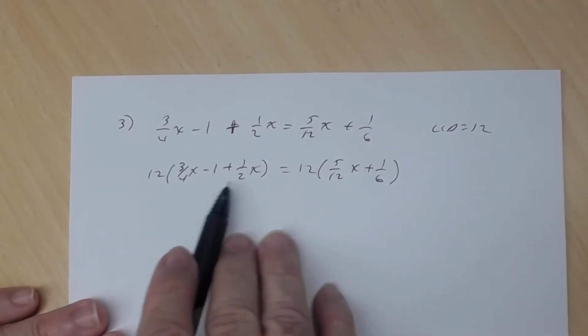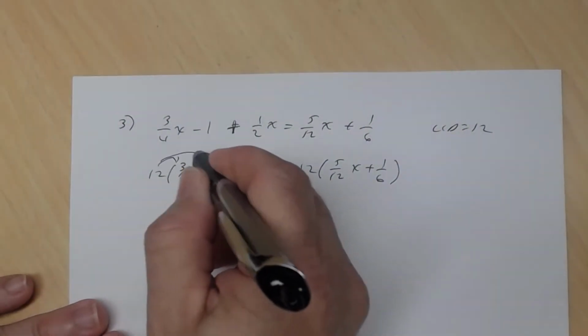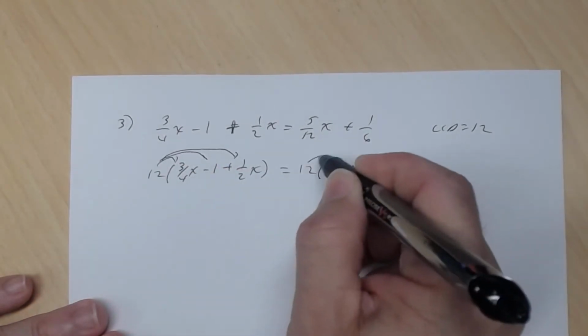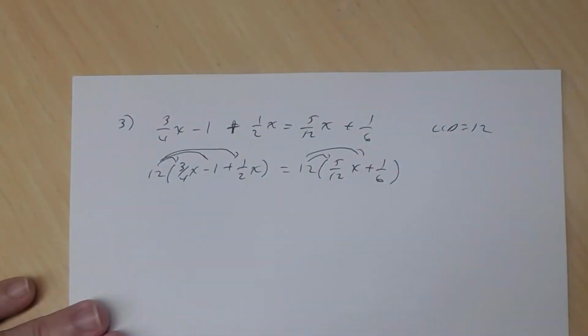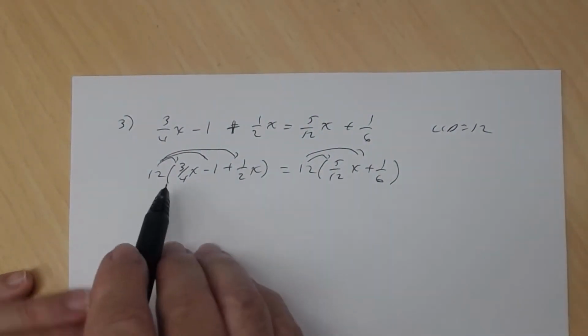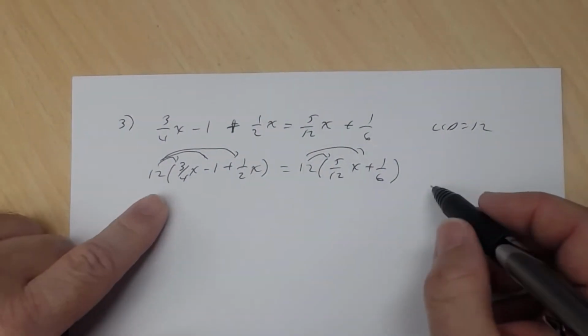And now since I have parentheses, I'm going to use the distributive property. So multiply everything in here by 12, and multiply everything in here by 12. So every term you see has to be multiplied by 12. Okay, now let's distribute the 12. So you may need to do some work on the side.